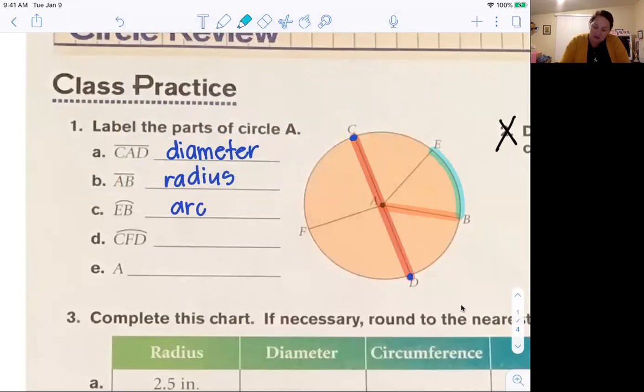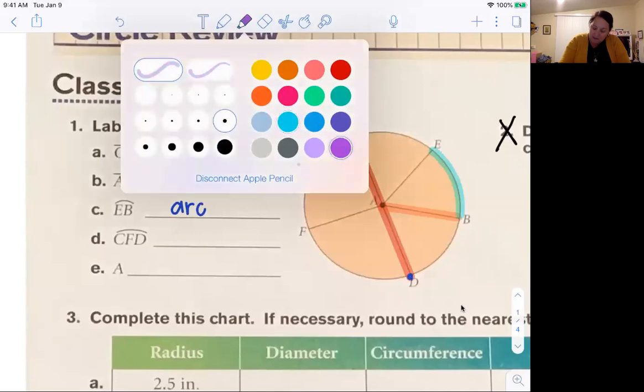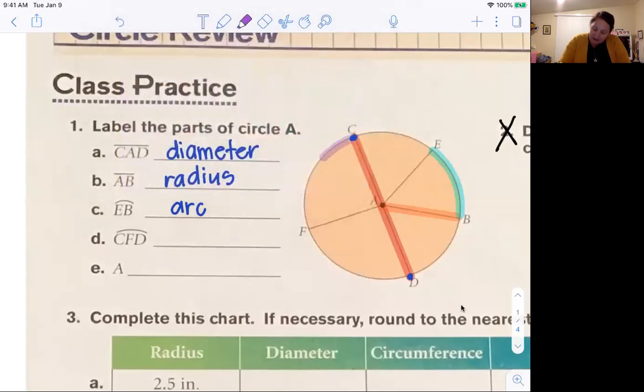Now let's look at CFD. We have from C to F to D. That is also an arc, but it's a special kind of arc. Do you remember what it's called? It's called a semicircle. Semi meaning halfway around the circle. And then point A right there, what is it in the circle? It's the center of the circle.